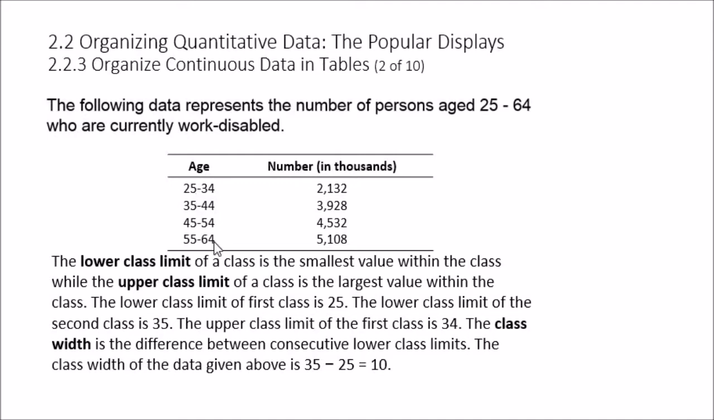The lower class limit of a class is the smallest value within the class, while the upper class limit of the class is the largest value within the class. The lower limit of the first class is 25, and the upper limit of the first class is 34. The lower limit of the second class is 35. The upper limit of the second class is 44. The class width is the difference between two consecutive lower class limits. So in this case, the class width is going to be 35 minus 25, which is equal to 10.